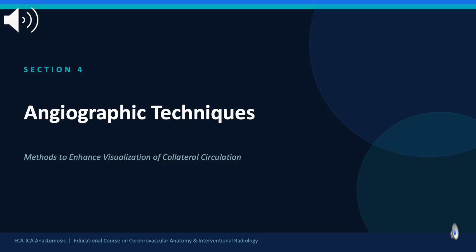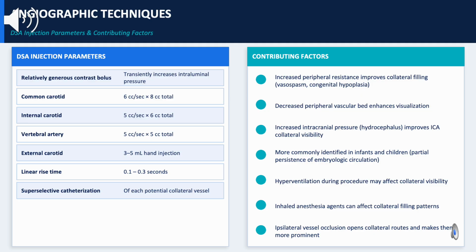Superselective catheterization positions the contrast bolus maximally close to the target anastomosis. Understanding the physiologic factors that open or close collateral channels allows the angiographer to predict which patients will show collaterals and which will not. The left panel DSA injection parameters represent the consensus rates for optimal collateral visualization.